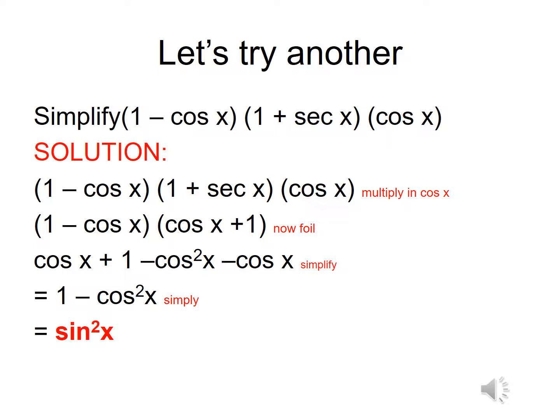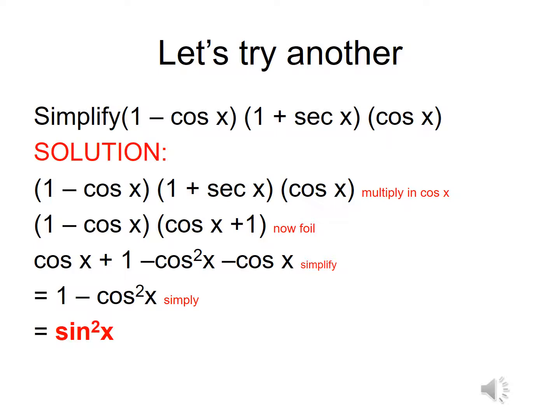Example, let's simplify the expression 1 minus cosine of x times 1 plus secant of x times cosine of x. Now sometimes we get a little carried away in mathematics and feel like we've always got to move in a certain order, but remember, multiplication is commutative and associative, so you can multiply in any order you want. What I'm seeing would be the most efficient process would be to take this cosine of x and multiply it into the 1 plus the secant of x. Okay, so let's do that first.